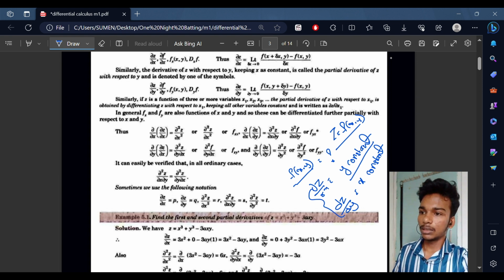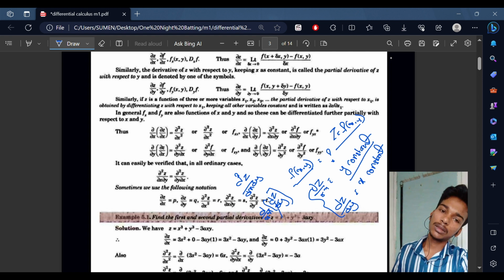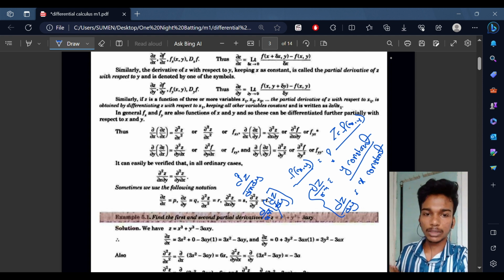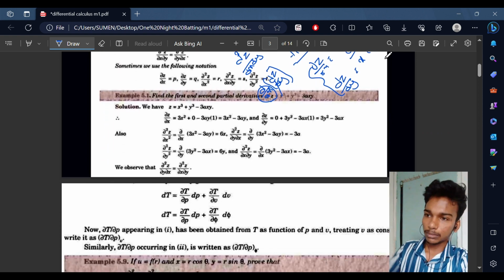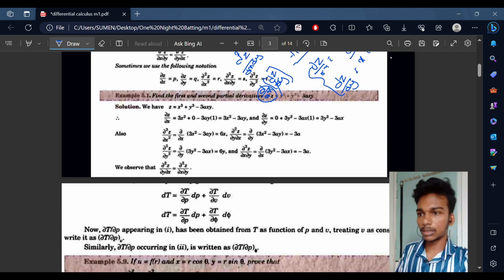If you are finding d square z by dx dy, then we will make it d by dx of dz by dy. First we find the differentiation with respect to y, treating x terms as constant, and then we again differentiate with respect to x. That is the procedure. I hope you got a basic idea of what is meant by partial differentiation. Now just look at the problems we have.